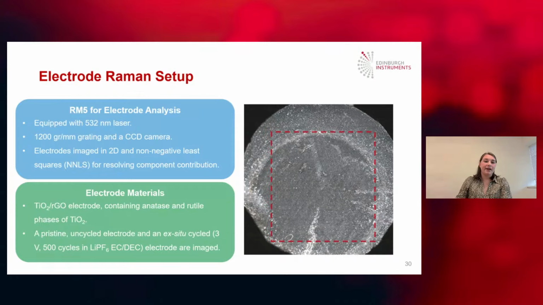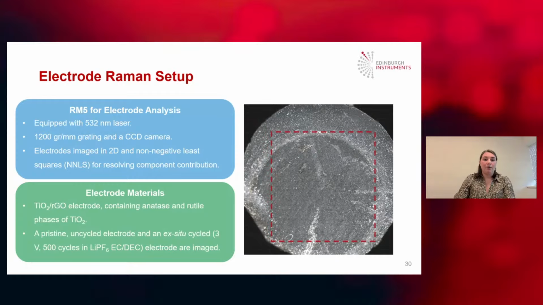For this analysis, an RM5 microscope was used with a 532 laser, a 1200 groove grating, and a CCD camera. The electrodes were imaged in 2D, and the non-negatively squared method was used to look at the components within the maps. To give you a bit of background about the electrode material, these are titanium dioxide reduced graphene oxide electrodes. These contain different phases of the titanium dioxide.